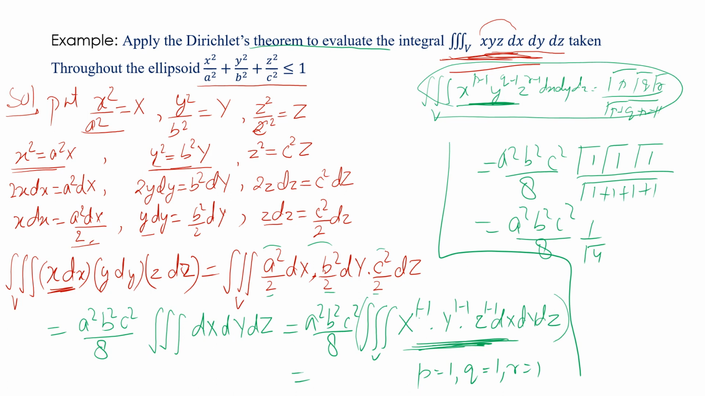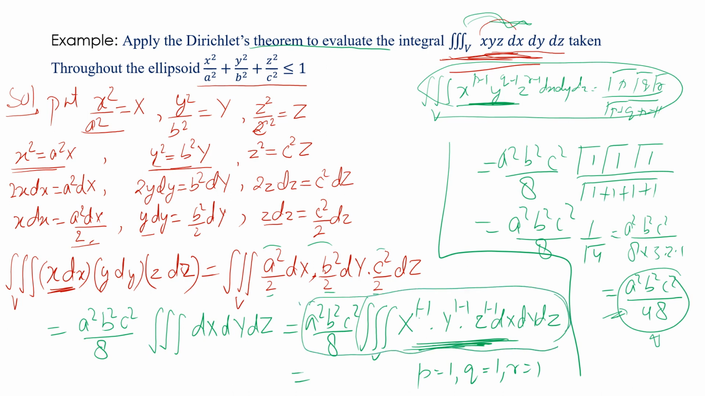So gamma 4 we get 3 2 1. So a square b square c square upon 8 into 3 2 1, so we get a square b square c square upon 48. So the value of that integral is a square b square c square by 48. Here we are using the Dirichlet integral theorem, or we can say the statement of Dirichlet theorem.